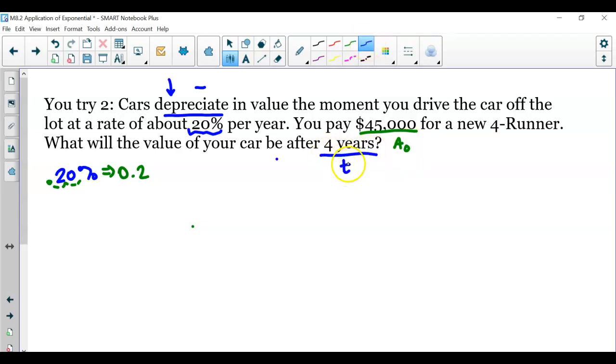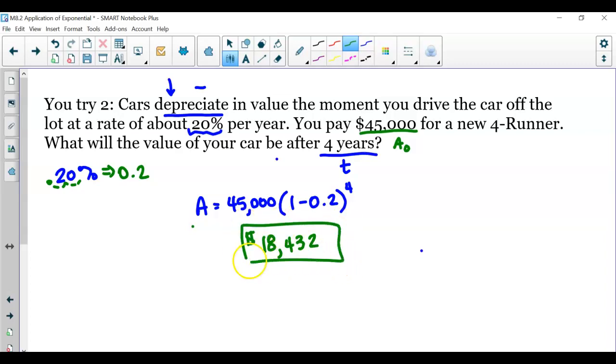So there's your time. So here we go. A is equal to, because we're looking for the final value after 4 years, the initial, what you spent, was $45,000, times 1 minus that rate, so 0.2, not 20, raised to the 4th power. So now, when you solve and simplify this function, you end up with that value after 4 years will be $18,432.